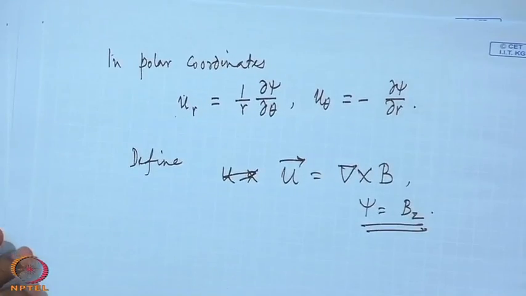For any other case, like if we consider an axisymmetric or symmetric case in spherical coordinate system, again we can write what the two components of velocity are, and we will do that whenever we come across that type of situation.